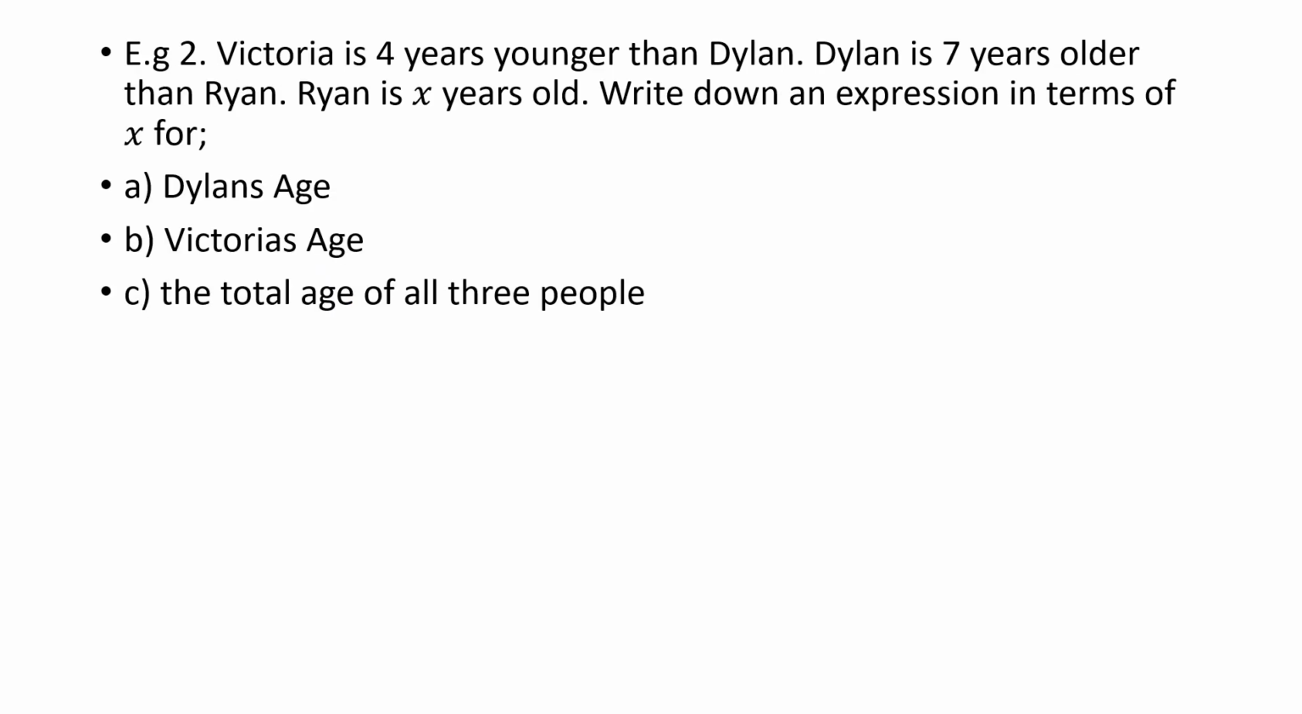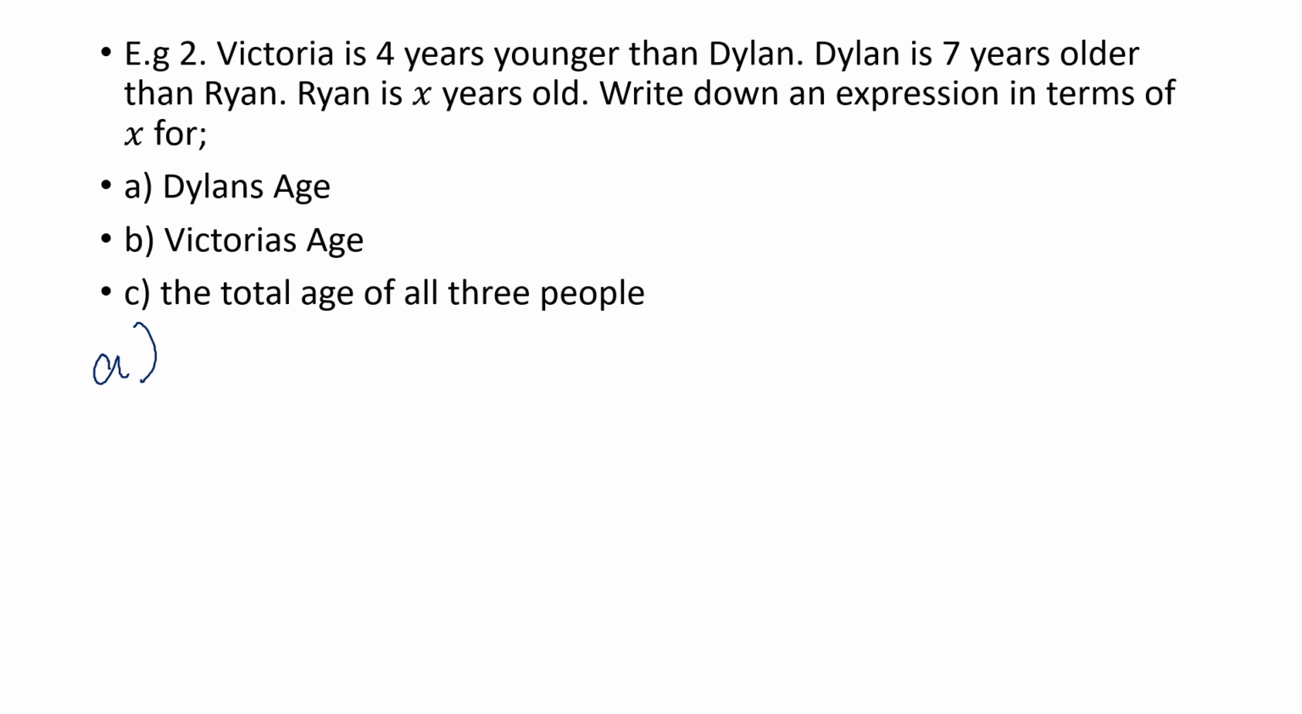Here's another example. Victoria is 4 years younger than Dylan. Dylan is 7 years older than Ryan, and Ryan is x years old. Write down an expression in terms of x for Dylan's age, Victoria's age, and the total age of all 3 people.